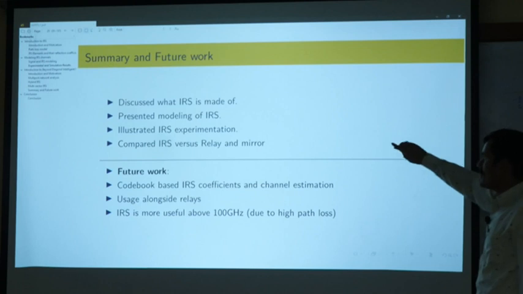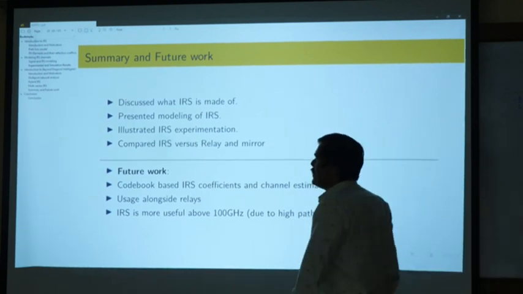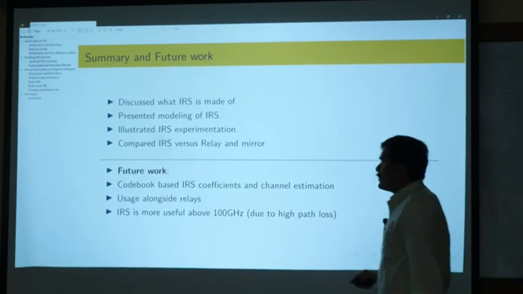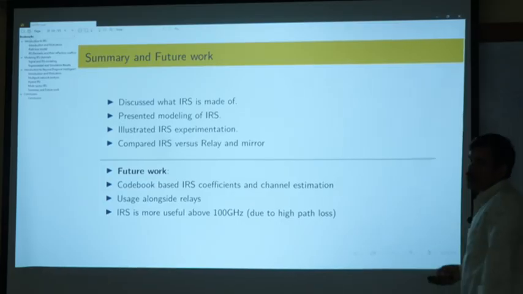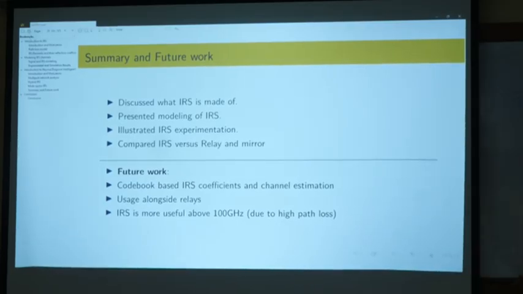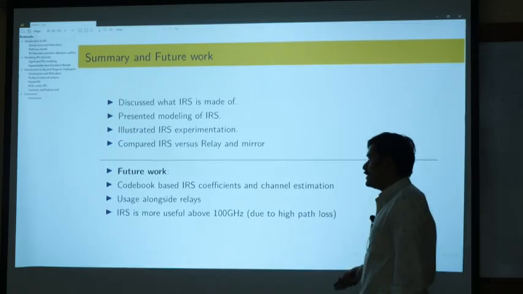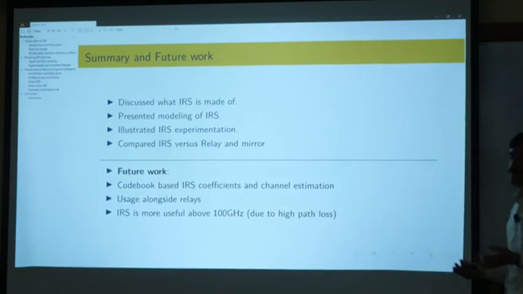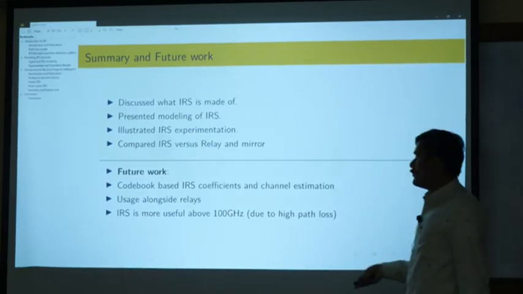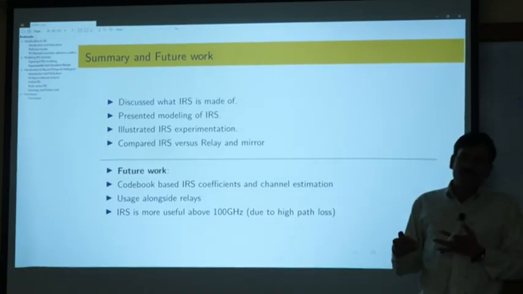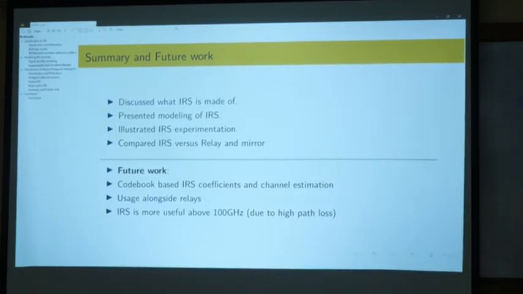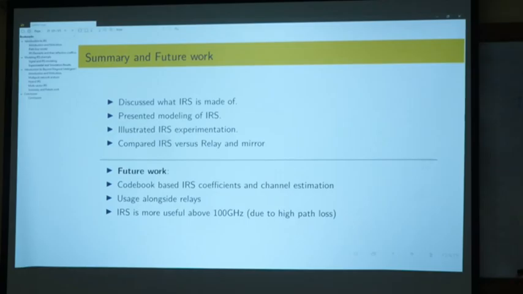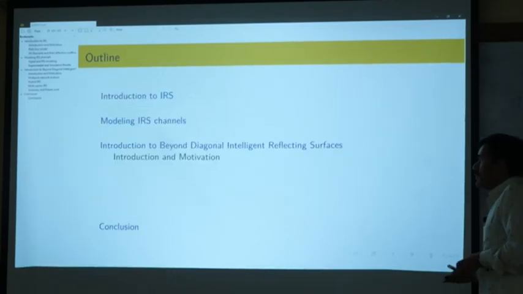So this is what we have discussed for conventional IRS: what IRS is made of, modeling of IRS, IRS experimentation, and comparing relay versus mirror. These are some future work. If you want to pursue further, you can use codebook-based RIS coefficients and channel estimation. You can also use it alongside a relay. Relay plus IRS, what will be the performance? IRS is more useful at 100 gigahertz. In millimeter wave, loss is very, very large, so you can put IRS to cover for the losses. Above gigahertz it is really helpful.